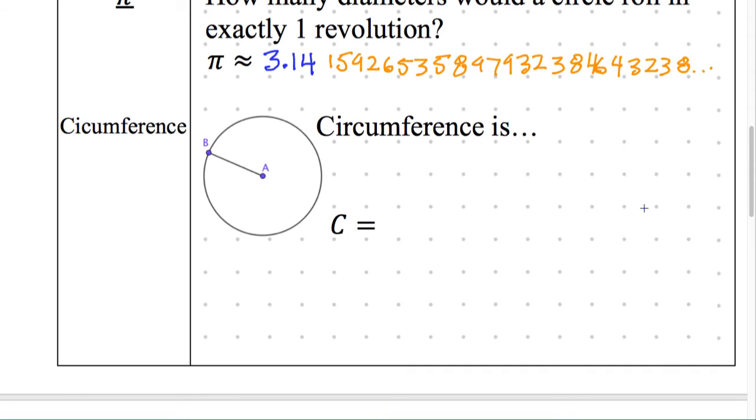Circumference. What is the circumference? The answer is it is the distance of the perimeter. If I start here at B and I'm a little tiny ant and I walk along the edge of this circle, the distance that I walk is the circumference. It's the distance of this outside of the circle. So it's the distance of the perimeter of the circle.